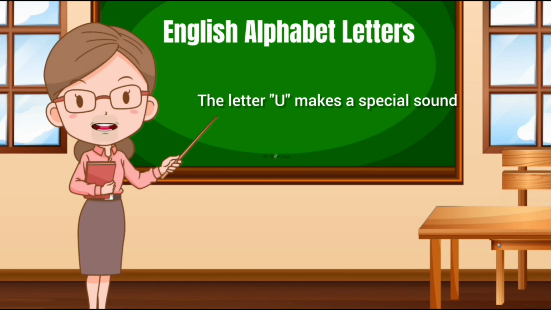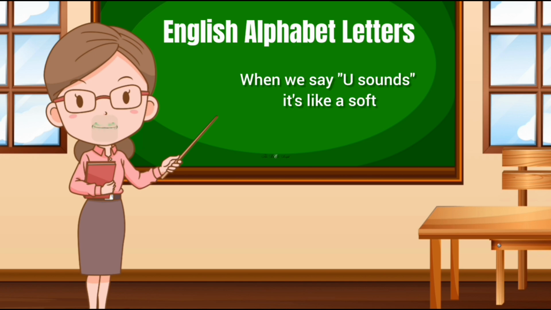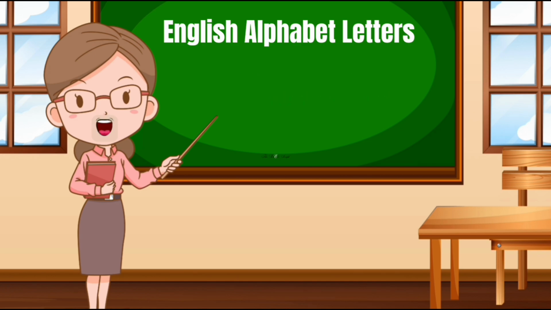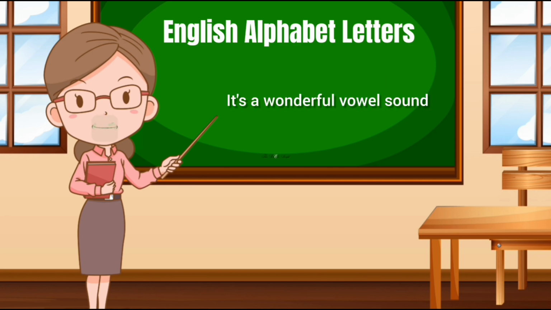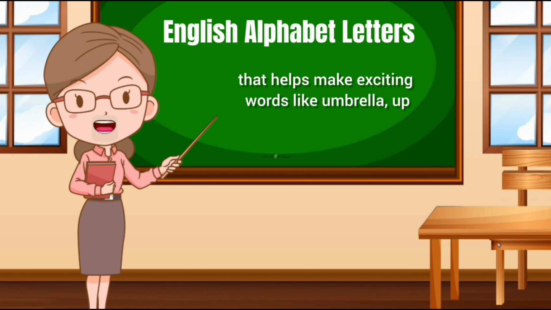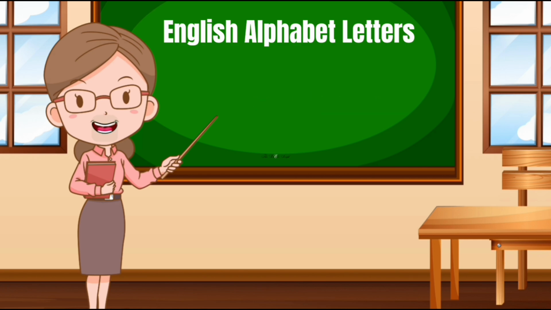The letter U makes a special sound that can be short U or long U, depending on the word. When we say the short U sound, it's like a soft and relaxed sound. In some words, like unicorn or uniform, it sounds like long U, children. When we say U, our mouth stays open and relaxed, and we let the air flow out smoothly. It's a wonderful vowel sound that helps make exciting words like umbrella, up, university, and under.